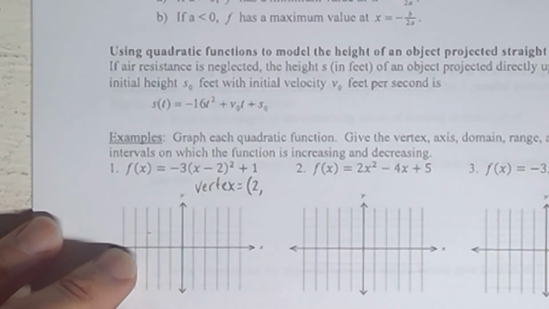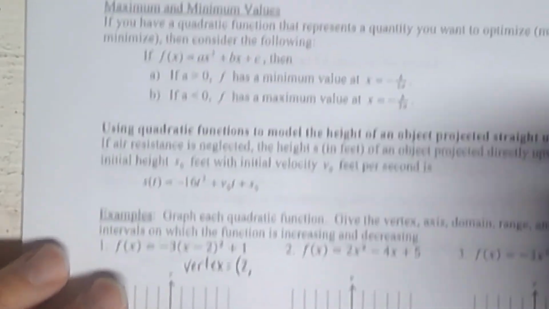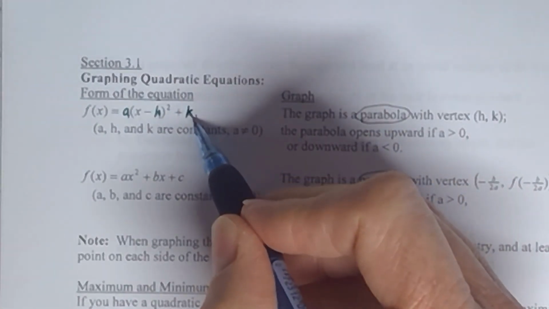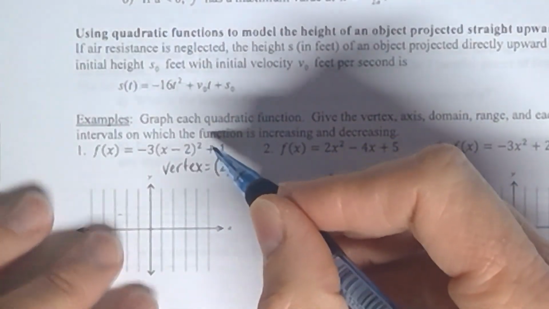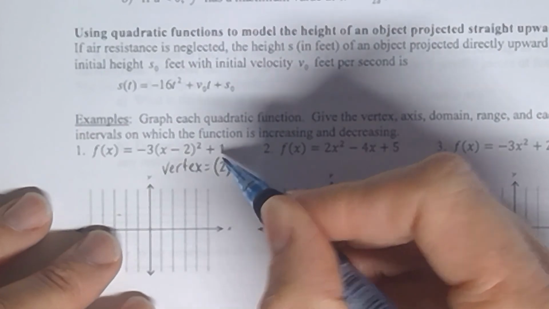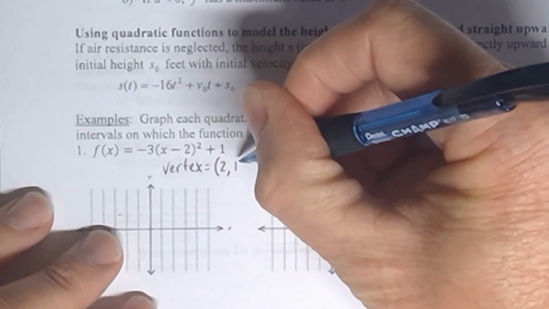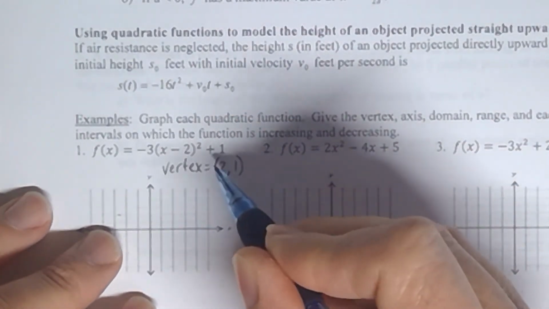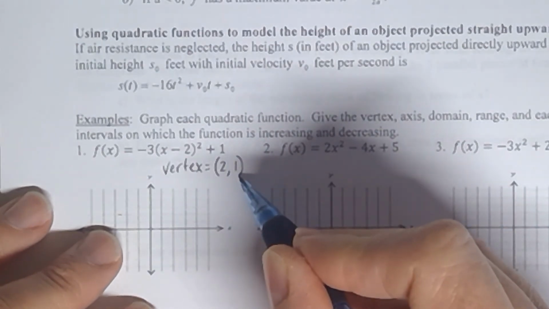We do the same thing. What's different, though, compared to circles is that here it says plus k, not minus k. So because it's plus k, then that means you do not change the sign on this. So if it says plus 1, then the k part is just going to stay as 1. If that had said minus 1, for example, then this would become minus 1.